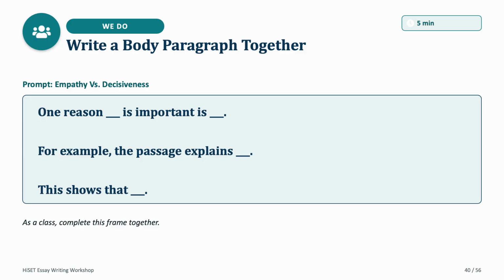Okay. Yes. For example, the passage explains that a 2021 study found 61% of employees with empathetic leaders reported being innovative at work, compared to only 13% of those with less empathetic leaders, and 76% said they were engaged, compared to just 32% under less empathetic leaders. Okay, good. Now, what does that tell us?